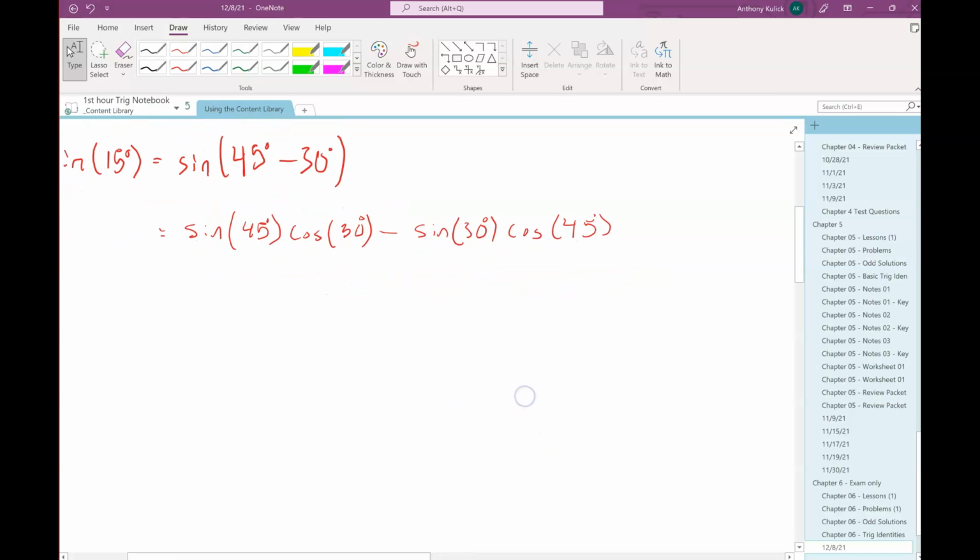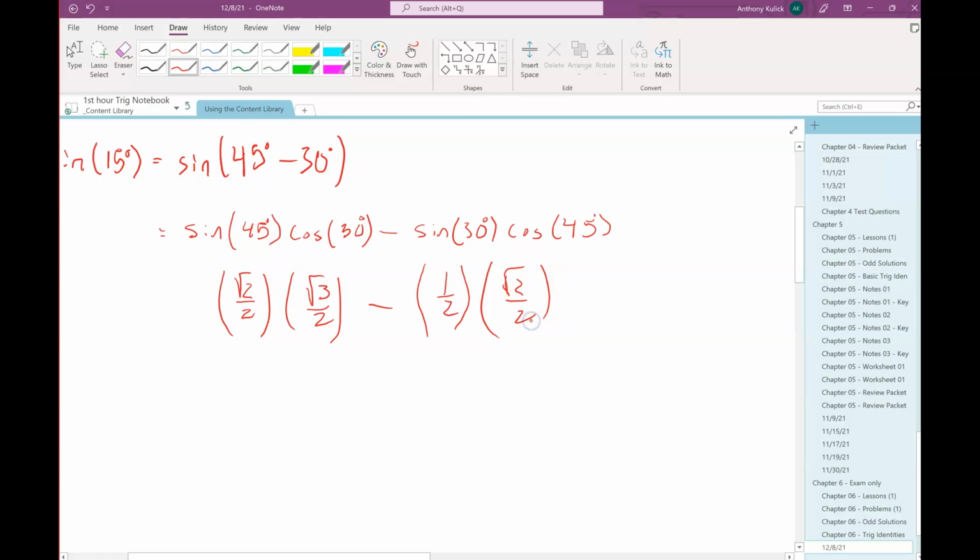So sine of 45, I go to the 45 degree and I look at the y coordinate. That's root 2 over 2. Cosine of 30 degrees, I look at the x coordinate at 30 degrees. That's root 3 over 2. Sine of 30 degrees, I look at the y coordinate at 30 degrees. That's 1/2. Cosine of 45, I look at the x coordinate at 45 degrees. That's root 2 over 2. So far, so good.